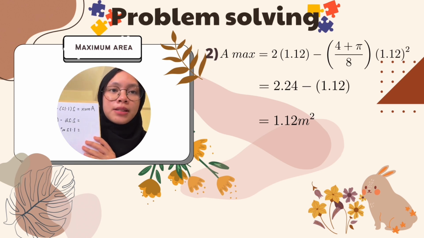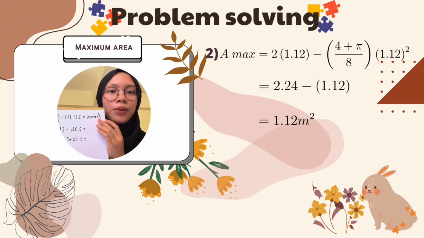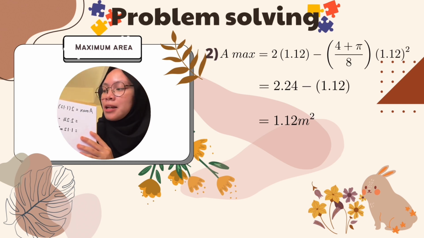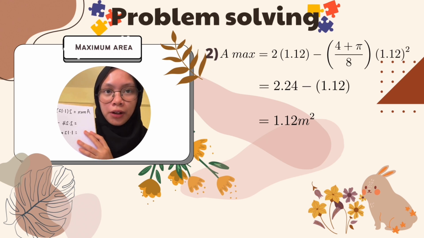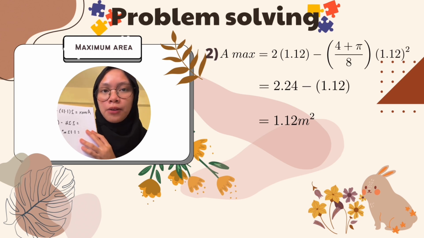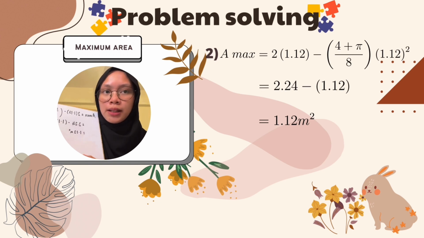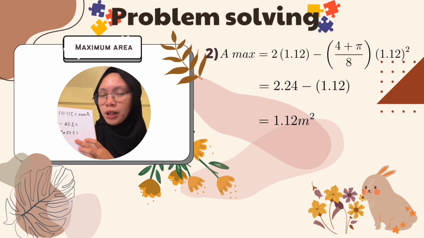So for this step, we just need to substitute the value x, which is 1.12, into the equation that we already simplified before we differentiate. So it will be 2 multiplied with 1.12 minus 4 plus pi over 8 multiplied with 1.12 to the power of 2. So we will calculate it step by step, where we multiply 2 with 1.12 first, and we will get 2.24. And then we multiply 4 plus pi over 8 with 1.12 to the power of 2, and we will get 1.12. And then we minus 2.24 with 1.12, and we will get 1.12 meters square.